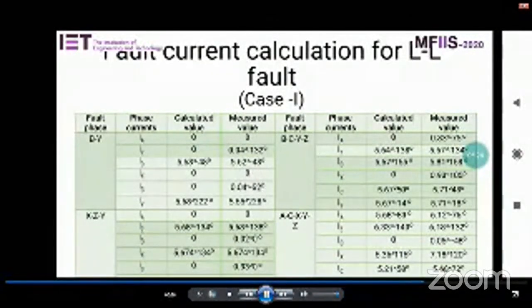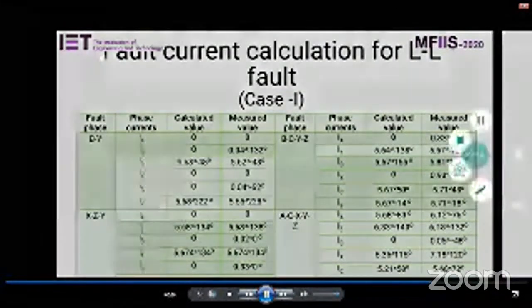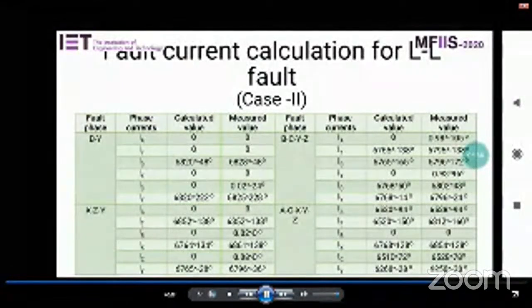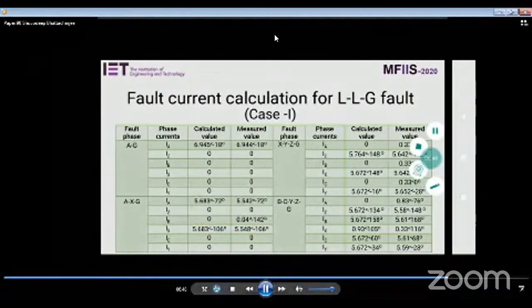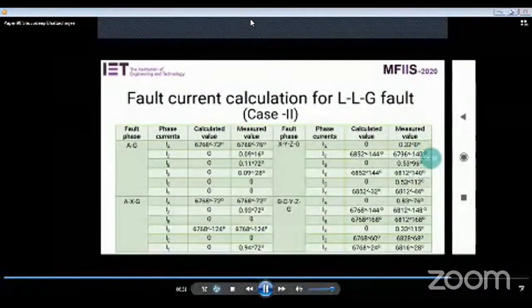In this slide, the calculated output for the line fault in different phases is given, and it is compared with the MATLAB output, and it is calculated for the first case. Here, the output is shown for the same in the second case. Right, the output is given for the line to ground faults for the case 1. And finally here, the output is given for the case 2.